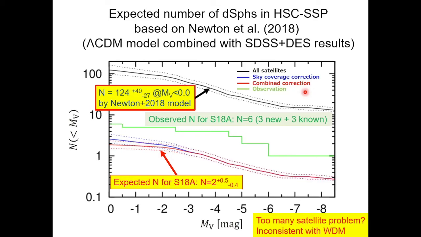Okay, and the next question from Sharif Faris: what alternative models will be more favored if more and better surveys cannot solve the problem? Alternative models, alternative dark matter models, you mean? I think so. Yes.